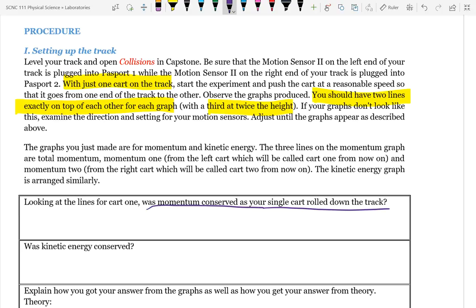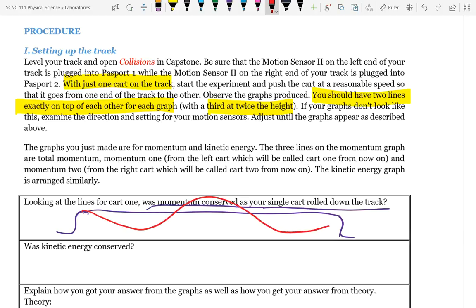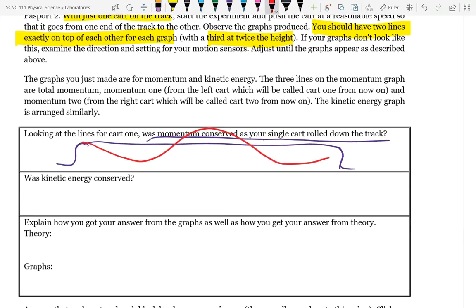So obviously, when you push it, doesn't count. And if you had to catch it, when you catch it, doesn't count. So you're going to have a graph that's going to have something like this at this end and something like this at the other end. But if it doesn't change, if it stays the same height all the way through, that would be conserved. If it's changing, you'd say, well, that was clearly not conserved. So you're going to answer, looking at the line, was momentum conserved? Likewise for kinetic energy, looking at the line, was kinetic energy conserved?